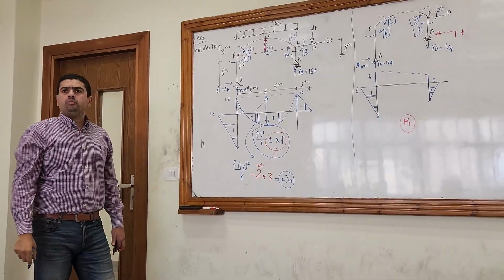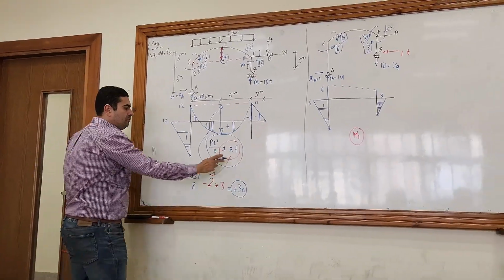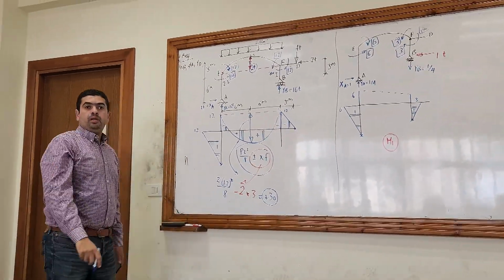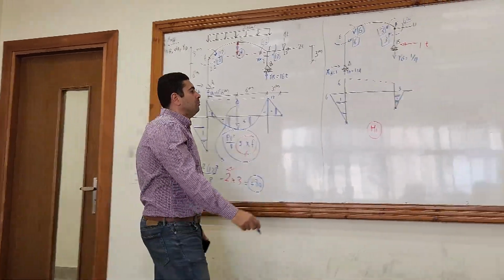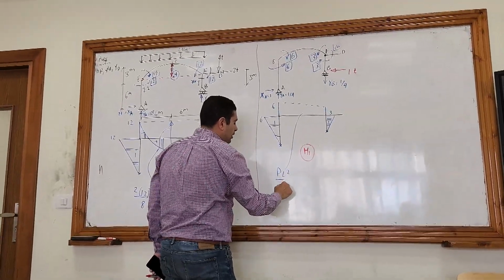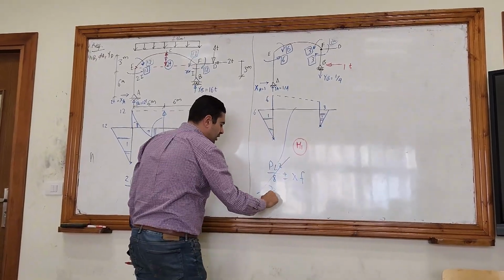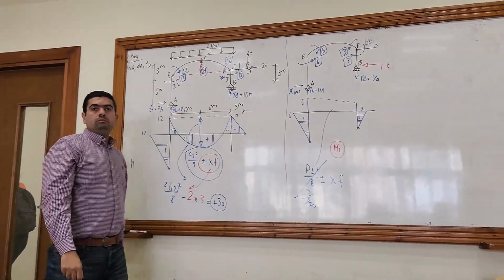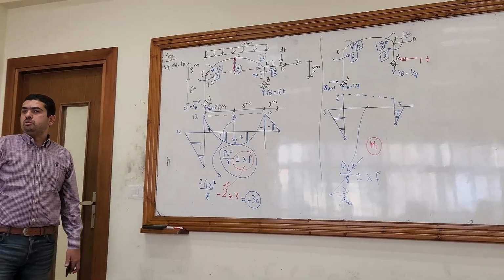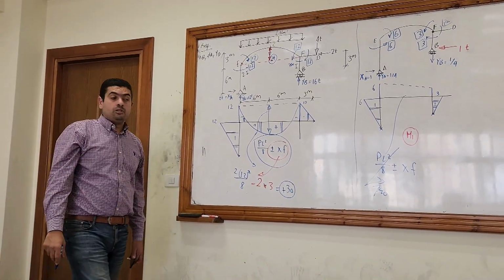Parabola, no distributed load. Yes, I know there is no distributed load, but there is the effect of the arch. Okay? So what will be the value? PL square over A plus or minus X times F. No, PL square over A. There isn't any distributed loads here, right? What about X times F and the sign?